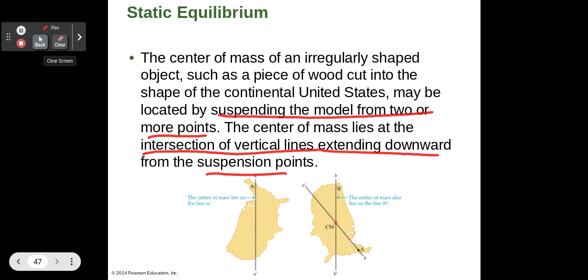So if we suspend it from points A and B, where those lines for A and B cross, that's its center of mass. If we hung it here and hung it here, and drew straight lines from those points, where those two lines cross is where the center of mass is.